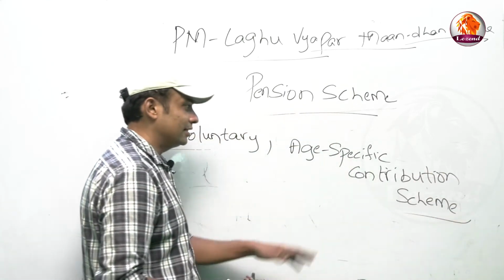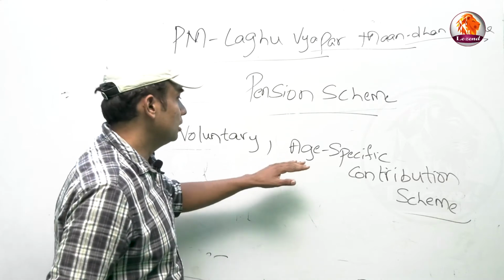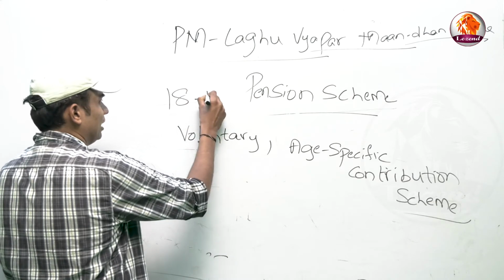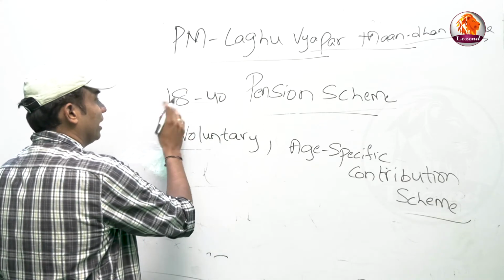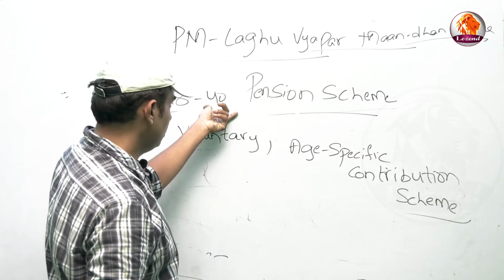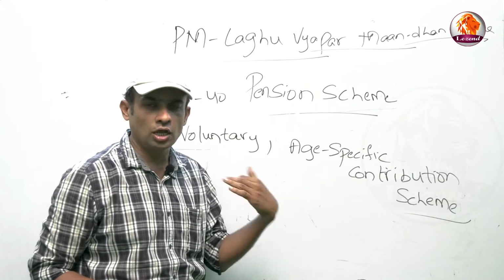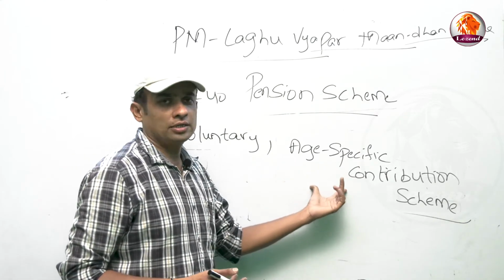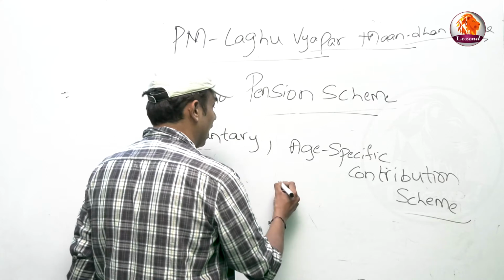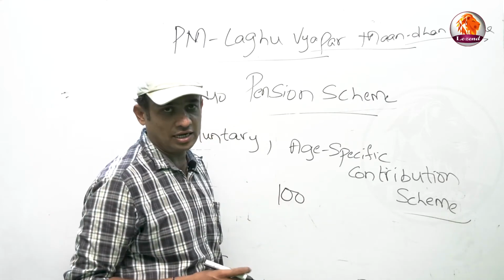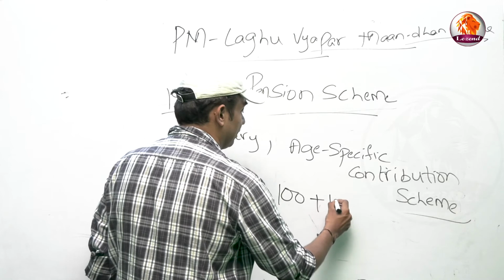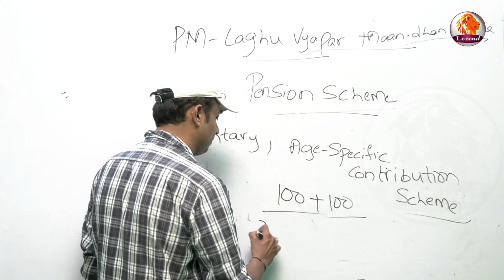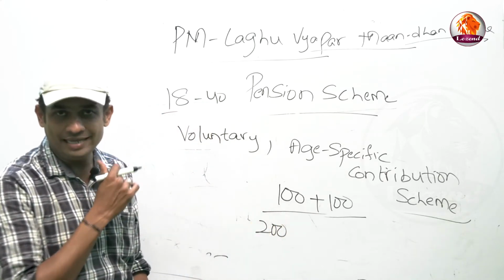That means there is a certain amount which is told by the government for these age groups. There will be an amount for 18 years old, and there will be an amount prescribed by the government for the 40 years old. So every age will have a prescribed amount. That prescribed amount, if suppose a person has to pay 100 rupees monthly, then the government will also add 100 rupees monthly on his behalf. So every month 200 rupees will go under this scheme.